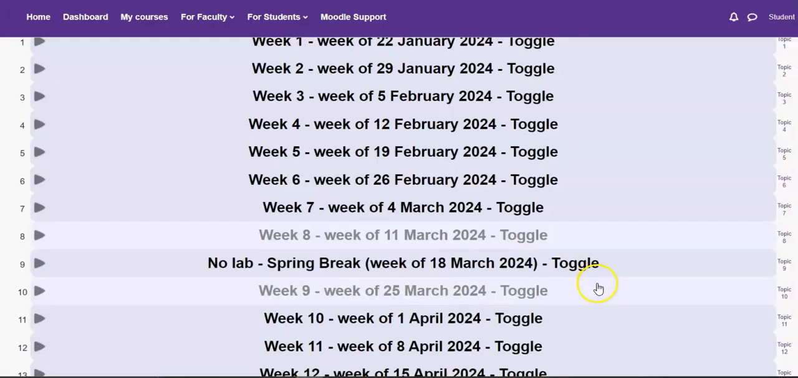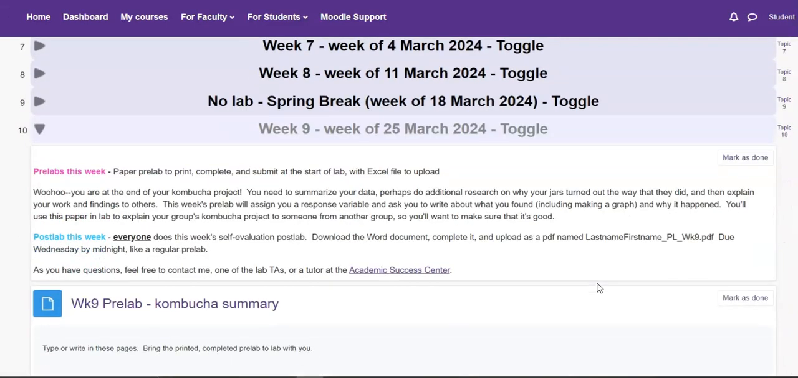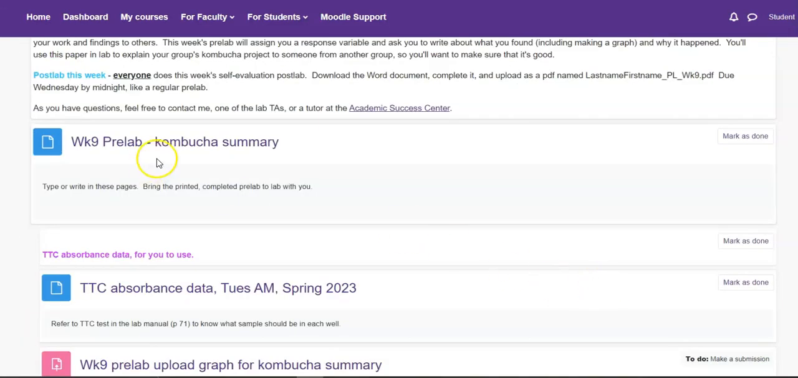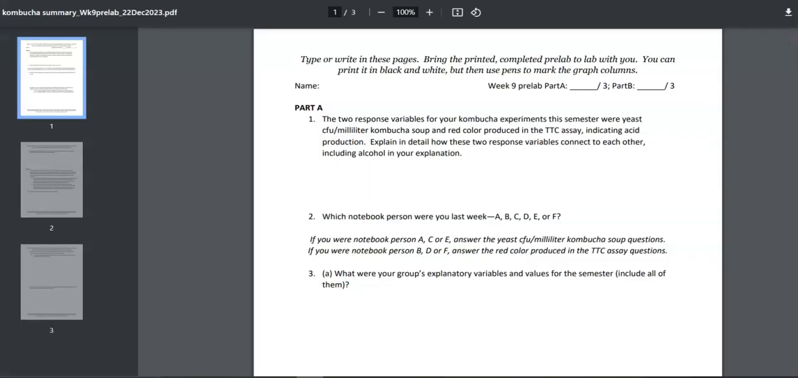So we'll go to the Moodle. We will go to week 9. And you're going to click on Kombucha Summary, Week 9 Pre-Lab. Okay. And so similar to, I think it was Week 5, the Week 9 Pre-Lab is entirely written. There is no online Moodle part, so it has been divided into 2 parts for grading purposes.